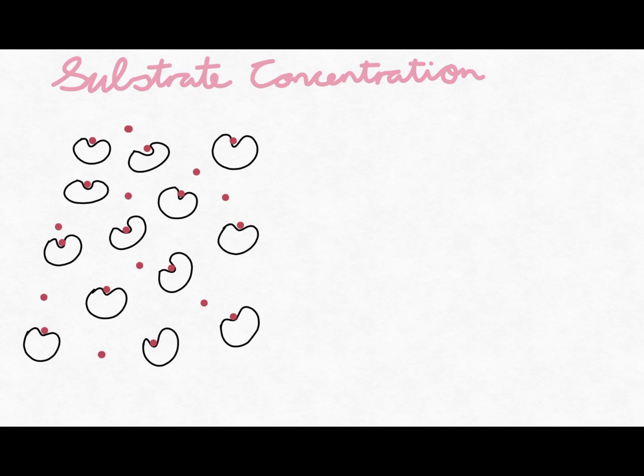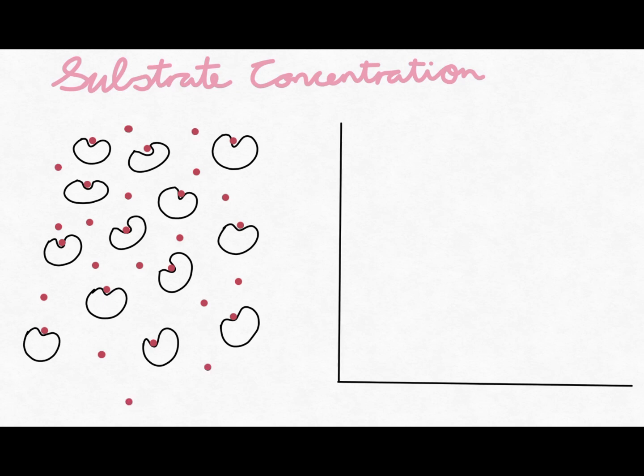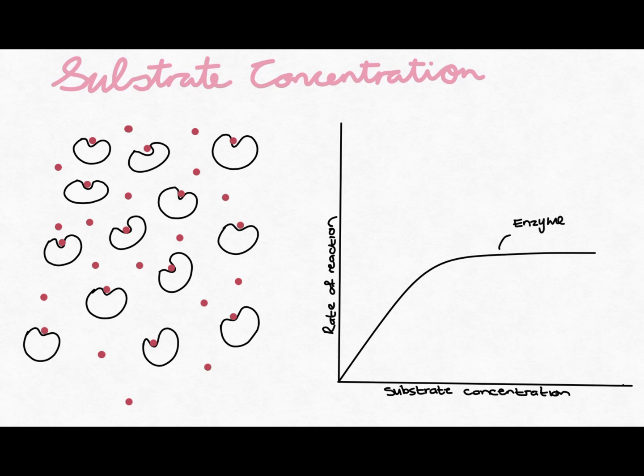If we have excess substrate and only a certain amount of enzyme, only that certain amount of substrate will be formed into a product. So the rate of reaction graph over substrate concentration will increase and then plateau. As the graph increases, it means that the substrate concentration is the limiting factor. That's the factor keeping the reaction back. But when it plateaus, it's the enzyme concentration that's the limiting factor. So you have to make sure what your graph represents and where the limiting factors lie.